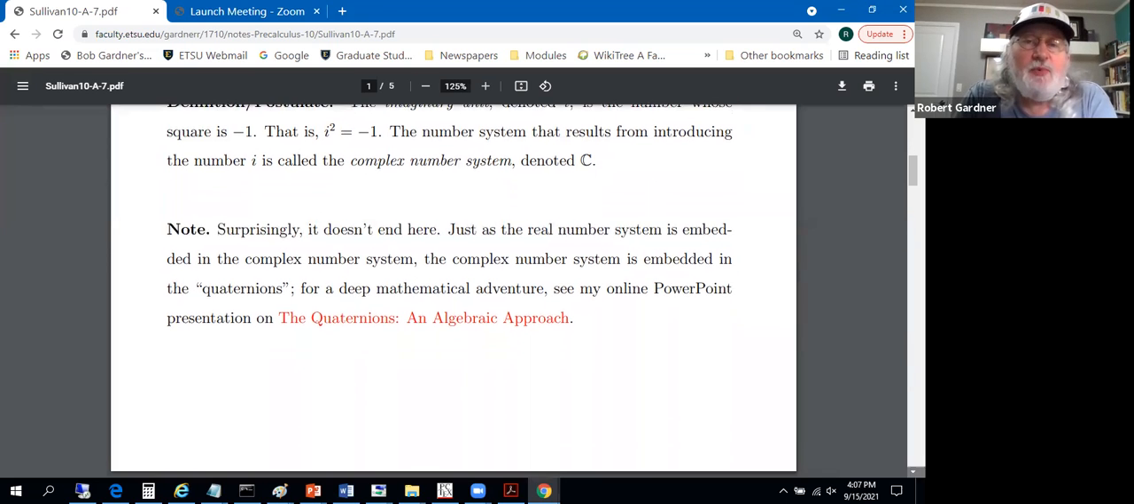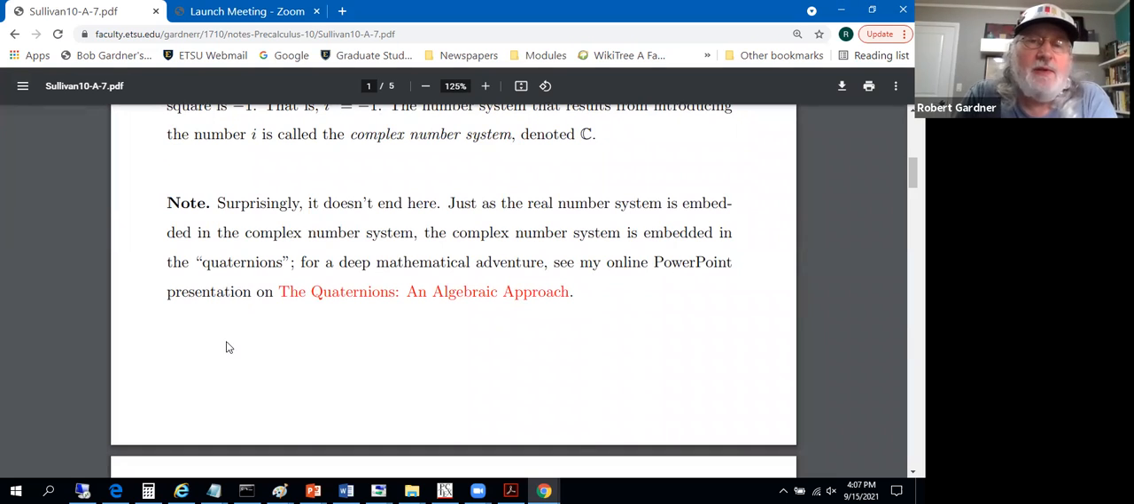Stepping out of the pre-calculus realm here very briefly, it doesn't end there. Just as the real numbers are in some sense embedded in the complex number system, the complex number system is embedded in another thing called the quaternions. The quaternions lack certain desirable properties. Multiplication isn't commutative in general in the quaternions.